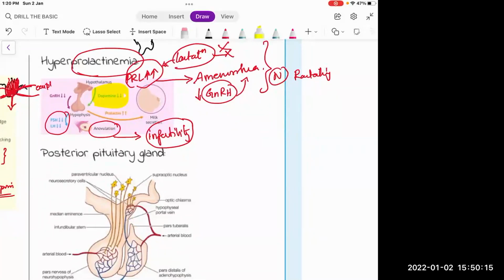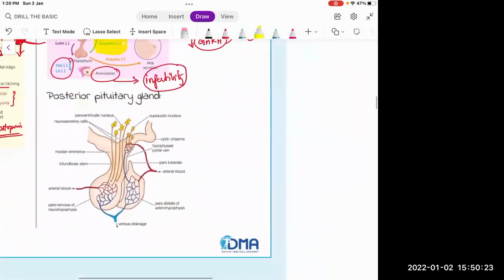And the other anterior pituitary hormones, the thyroid hormones, then ACTH and other things, we will see separately in all the individual glands. So coming to the posterior pituitary gland, we don't have as many hormones as in the anterior pituitary gland. The posterior pituitary gland has only two hormones, that is ADH and oxytocin. This is controlled by the neural mechanism.